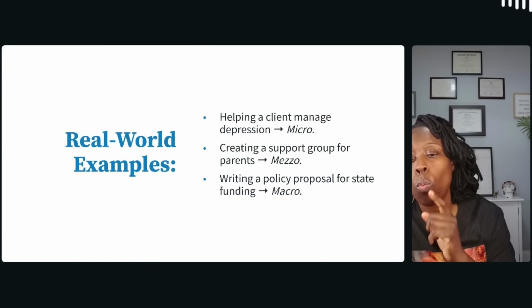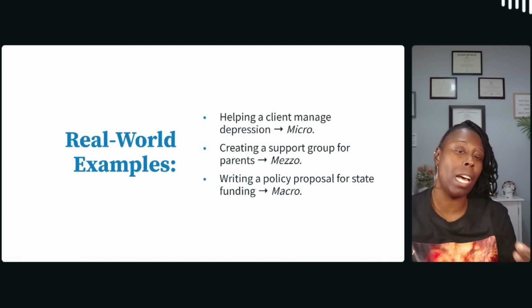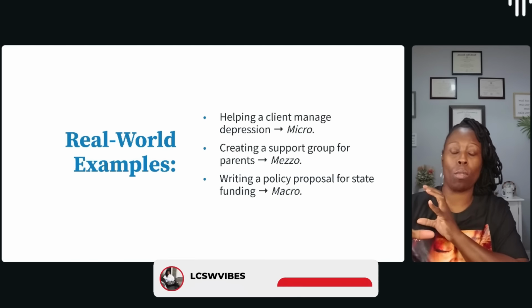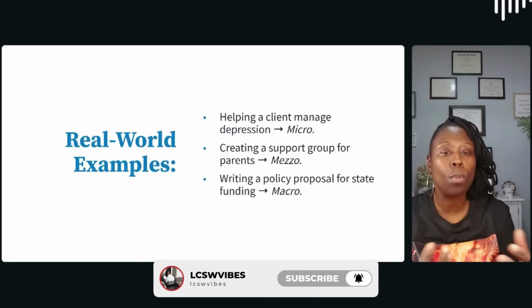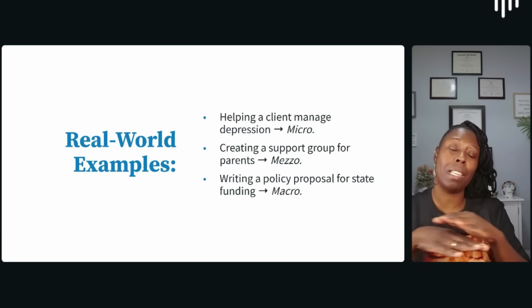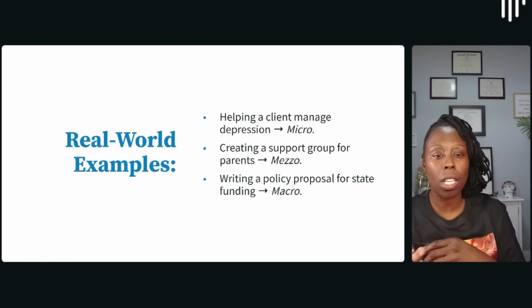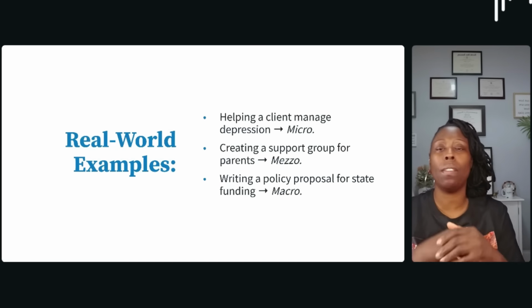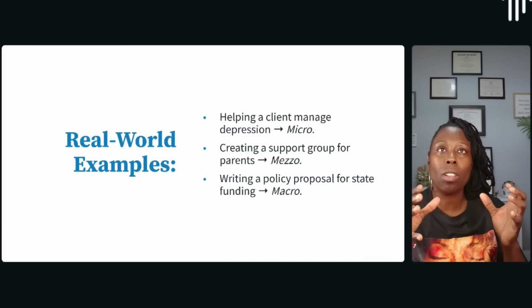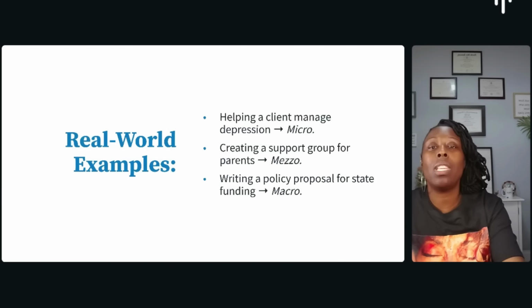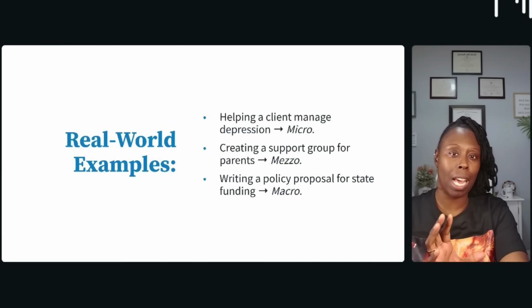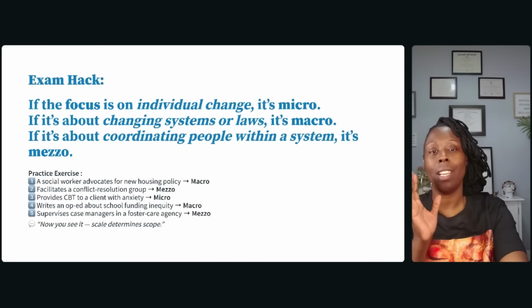All right, so real world examples, like if you're helping a client manage depression, we're talking about micro. If you're creating a support group for parents or maybe a grief group or something along those lines, you're still looking at the meso level. If you're writing a policy or proposal for state funding, if you're doing anything on that kind of scale, then that's macro. That's a big deal. So this kind of helps you when you're looking at the exam and you're seeing these questions pop up. That's the purpose of it.